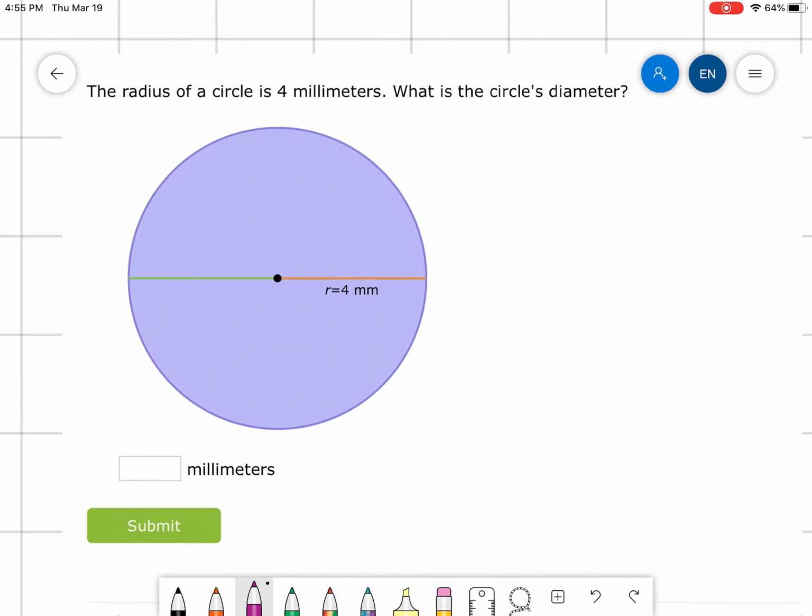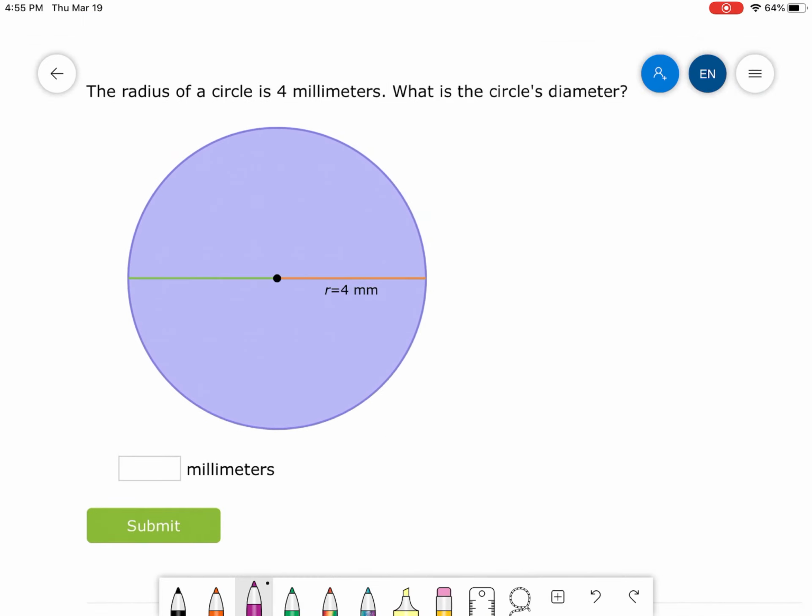The third example tells you that the radius of a circle is 4 millimeters, which is also labeled here. What is the circle's diameter? Well, radius is equal to half of the diameter, or the diameter is equal to 2 times the radius. Those mean the same thing, right? So 2r equals d, or r is equal to 1/2 d. You can plug it in either way. So if the radius is 4, 2 times that would be 8. So our diameter is 8 millimeters.